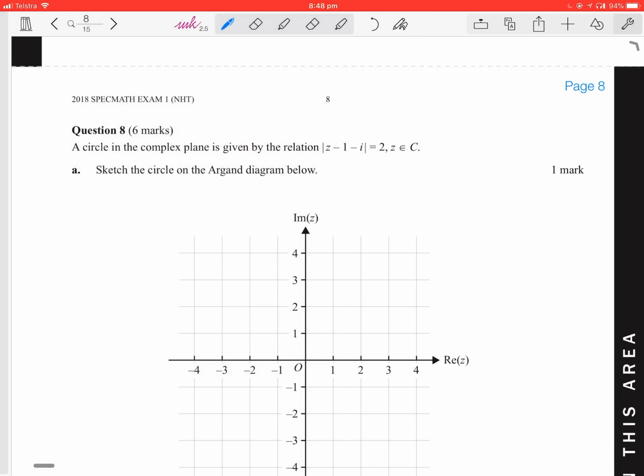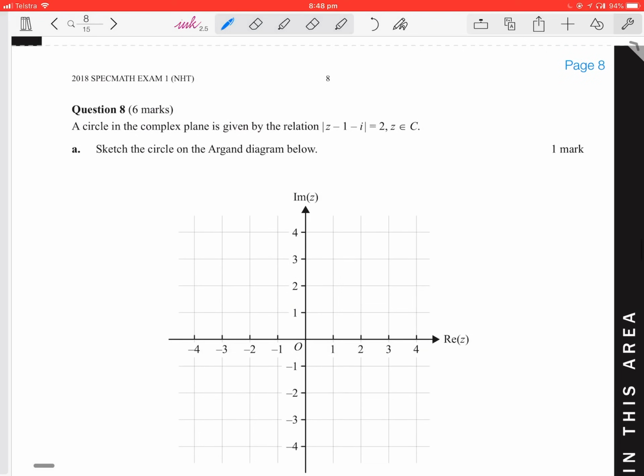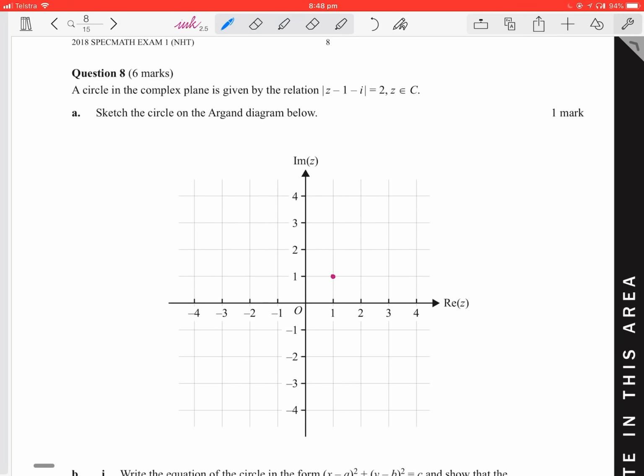A circle in the complex plane is given by that relation. So it's been moved 1 to the right, up 1, and it's got a radius of 2. So there would be our center, 2 to the right, 2 to the left, 2 up, 2 down. It's going to look like that. I didn't even read that it was going to ask me to graph it, but I'm assuming that they want me to because there's a graph there. Sketch the circle on the Argand diagram below.